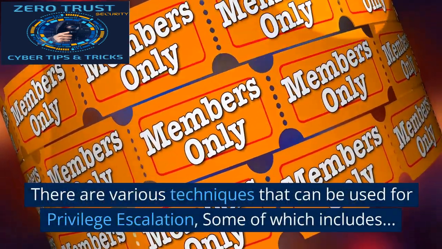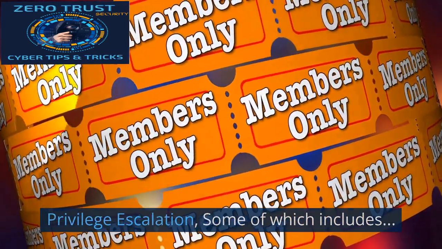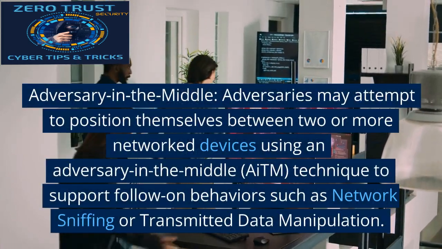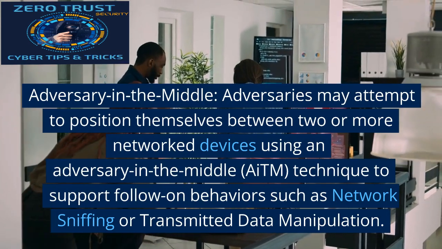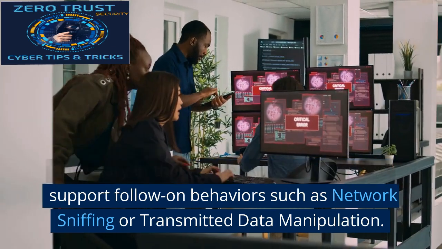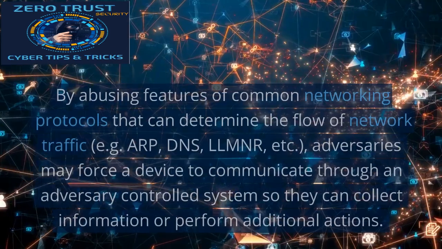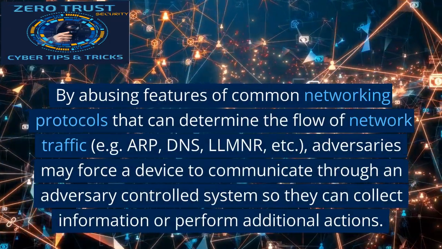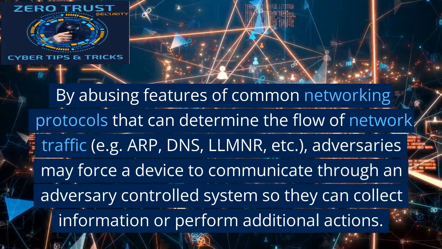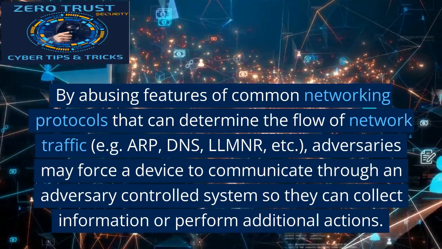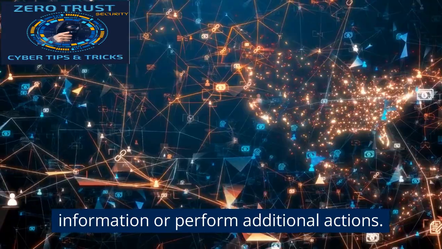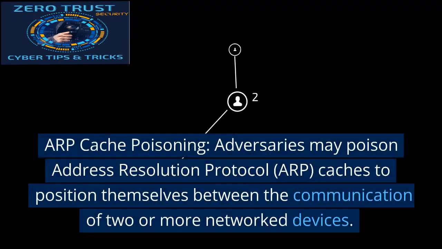There are various techniques that can be used for privilege escalation, some of which includes adversary in the middle. Adversaries may attempt to position themselves between two or more network devices using an adversary in the middle (AiTM) technique to support follow-on behaviors such as network sniffing or transmitted data manipulation. By abusing features of common networking protocols that can determine the flow of network traffic, e.g. ARP, DNS, LLMNR, etc., adversaries may force a device to communicate through an adversary-controlled system so they can collect information or perform additional actions.